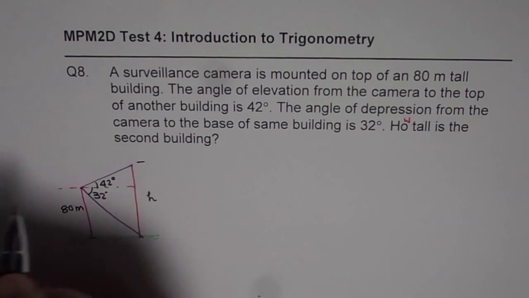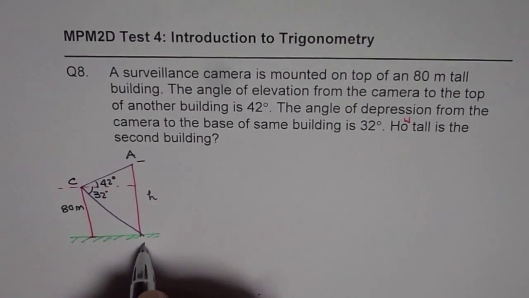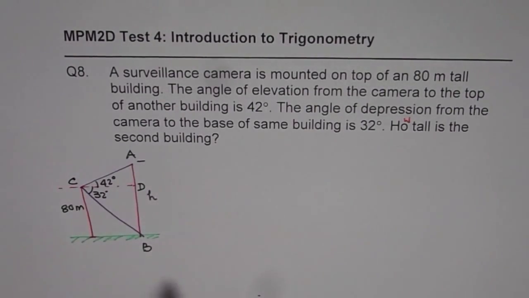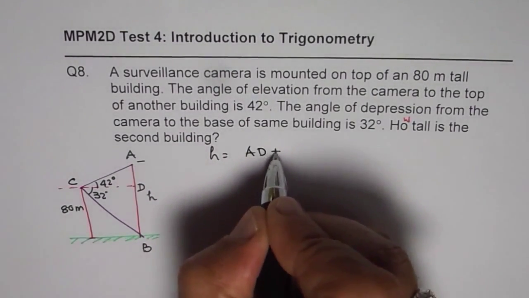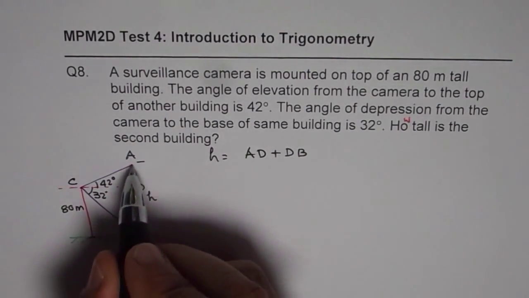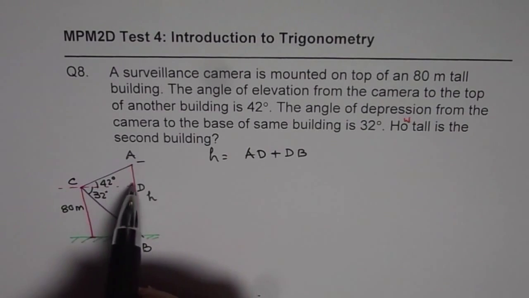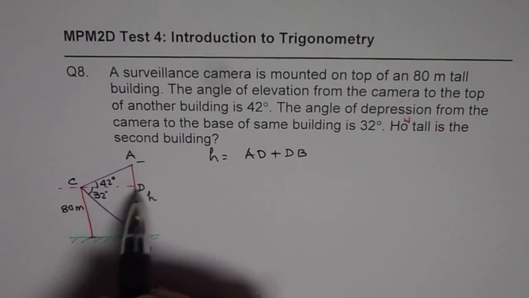Now let me label my diagram. Let's say this is C, this is A, and this is B. And let's call this point D. Now height H for us is AD plus DB, right? That is the height. We can find AD using the smaller triangle and DB with the help of the bigger triangle. Now let's see how to solve using the bigger triangle.